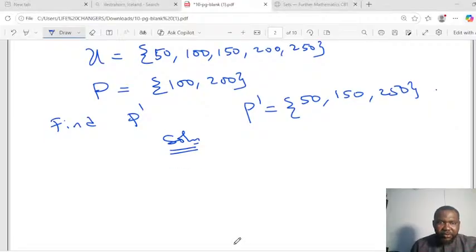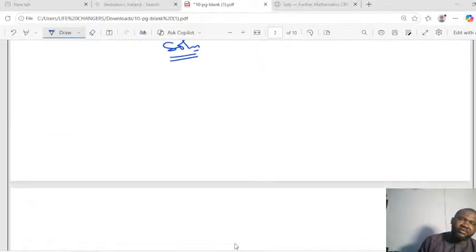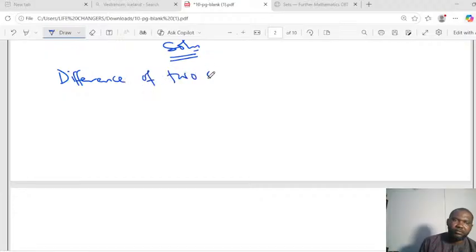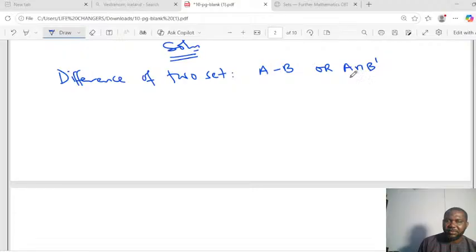Okay, so the next thing we are going to look at is called difference of two sets. We write it as A minus B, or A intersection B complement. Yes, it's the same thing. A minus B or A intersection B complement. Now, what is A minus B? What is difference of two sets?